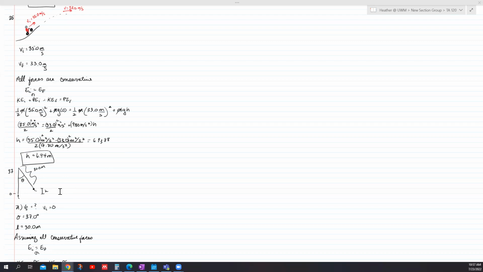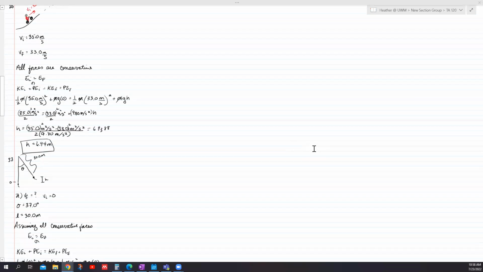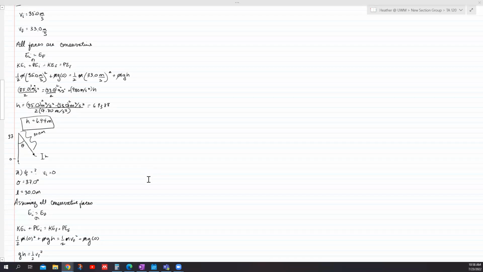I tried. Tarzan swings on a 30.0 meter long vine, initially inclined at an angle of 37.0 degrees with the vertical. What is his speed at the bottom of the swing if he starts from rest? If he pushes off with a speed of 4.0 meters per second. Again, we are assuming that we are neglecting air resistance because it wasn't given. So that means that all of our forces are conservative. We are looking for his final velocity.